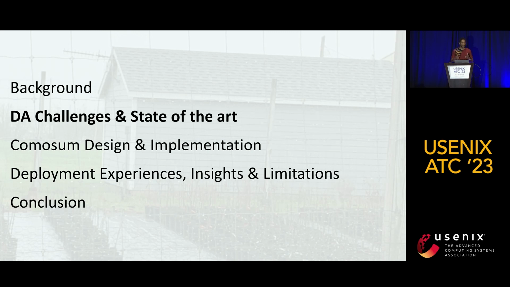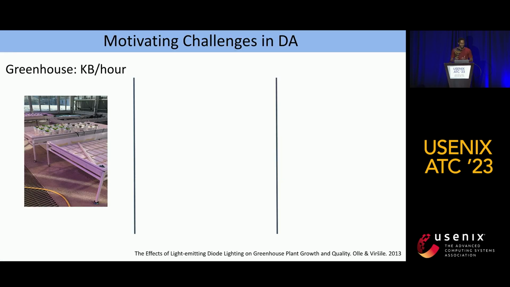Now I'll cover the massive data and infrastructure challenges that motivated our work behind Comosum. What do I mean by massive data? Let me give you 3 examples of research projects that we have been working on at Cornell to demonstrate how DA is still emerging as an infrastructure. First, plant scientists need to understand lighting effects on plant growth to produce plants that will be more resilient to climate change. This requires collecting kilobytes each hour of data from moisture, CO2, and light intensity sensors and transmitting to the cloud for long-term storage and analysis.